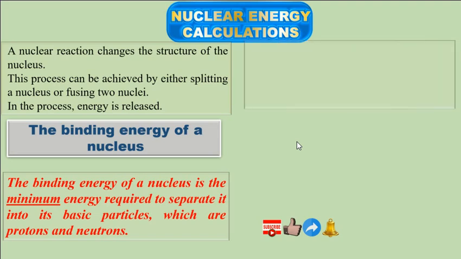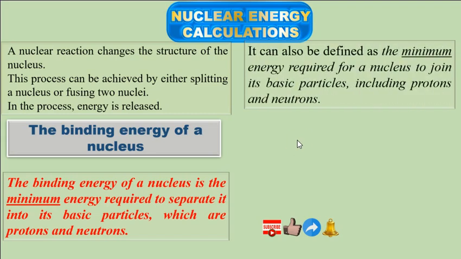The binding energy of a nucleus can also be defined the other way. Remember, it has to do with either splitting or fusing. Now let's look at the situation where they join together. It can also be defined as the minimum energy required for the basic particles, including protons and neutrons, to join together to form the nucleus. That energy required to bring the protons and neutrons together and fuse them to become the nucleus is also what we refer to as binding energy.